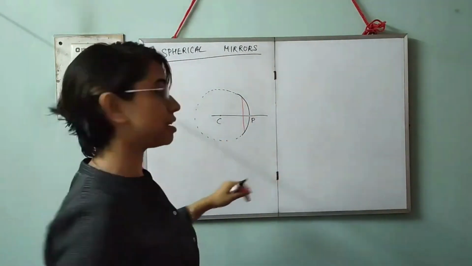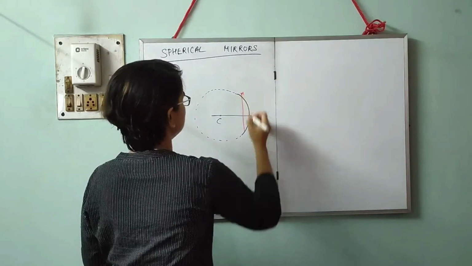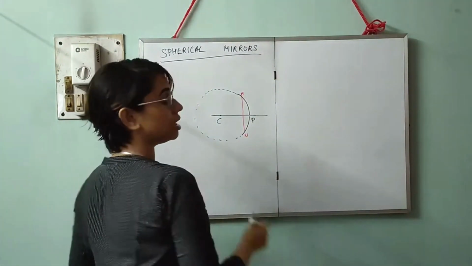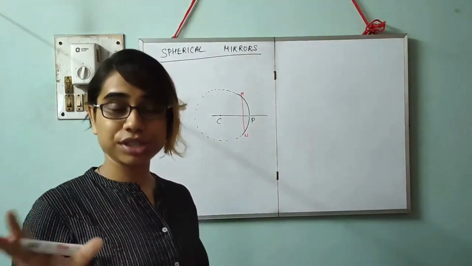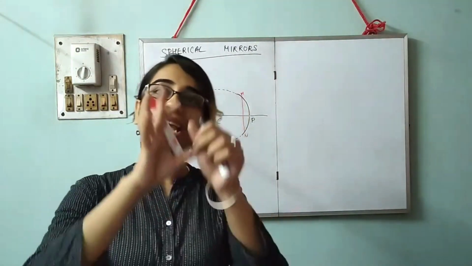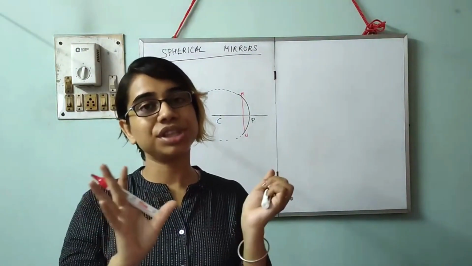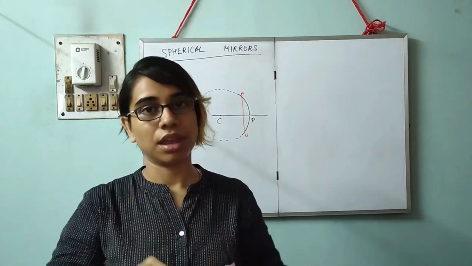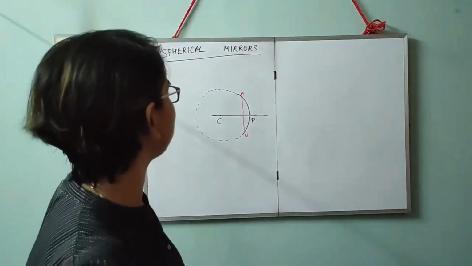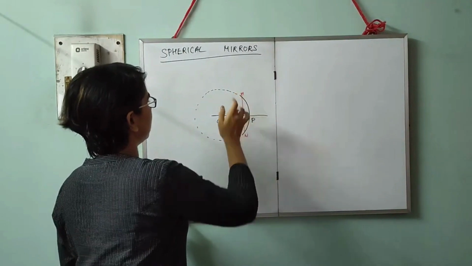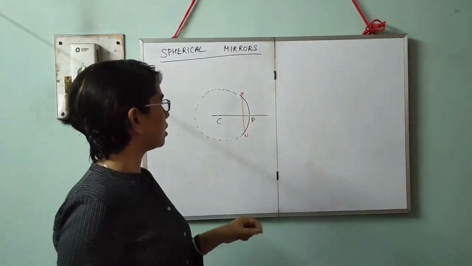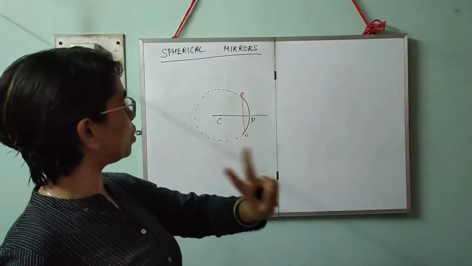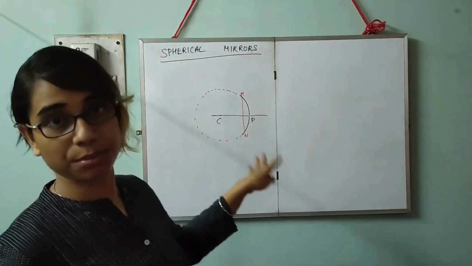This distance, MN, is known as the aperture. Aperture is the area of the mirror on which the light can fall. Great. So you see, we have now got 2 points, the center of curvature and the pole.